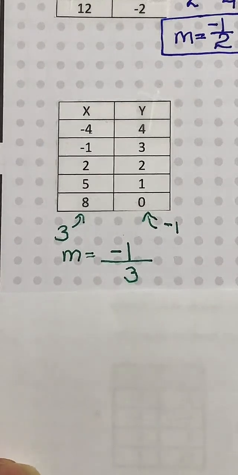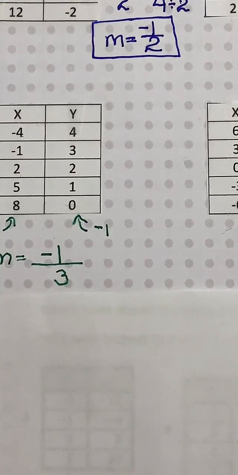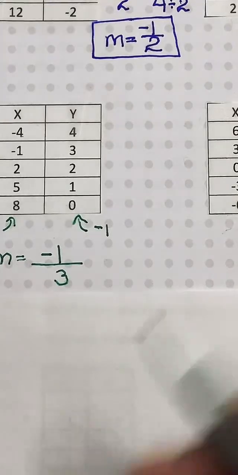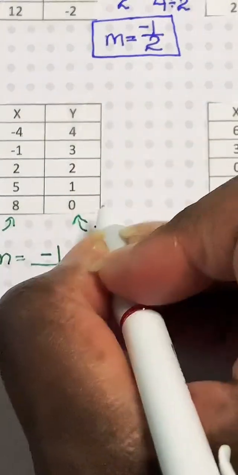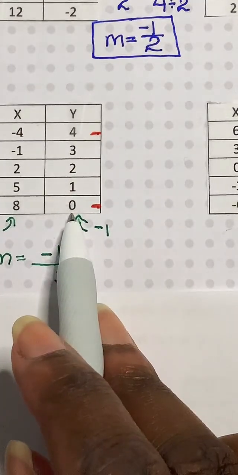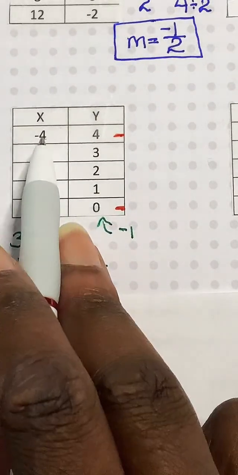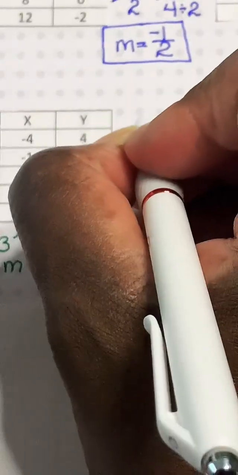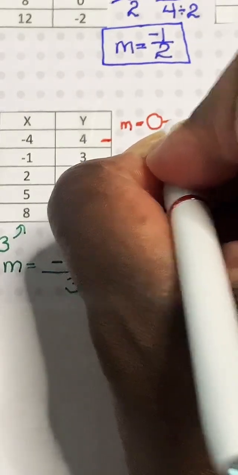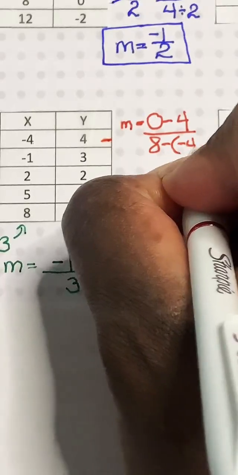Okay. Now, if I wanted to do it with the equation, I know we're supposed to just focus, but you never know. Some people like algebraic. So if you want to take the first and the last terms, that's going to be your y2. That's going to be your y1. This is going to be your x2. That's going to be your x1. So my m is going to equal 0 minus 4 over 8 minus a -4.